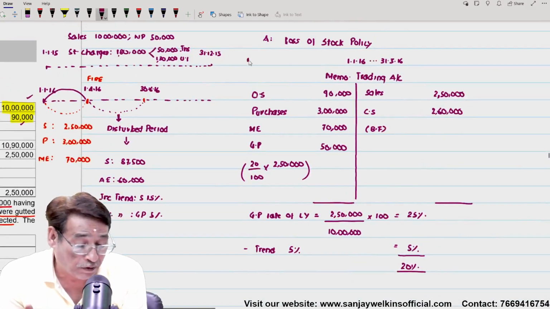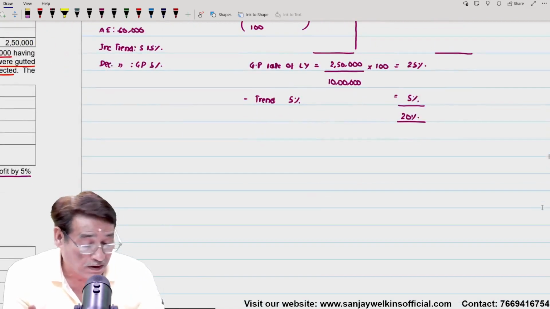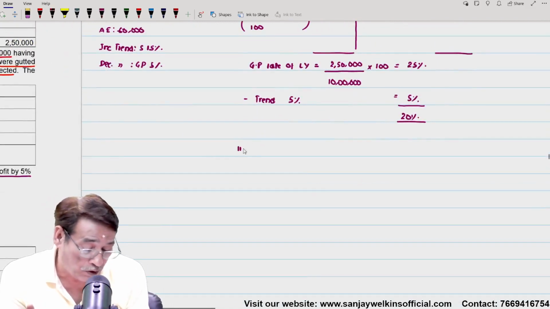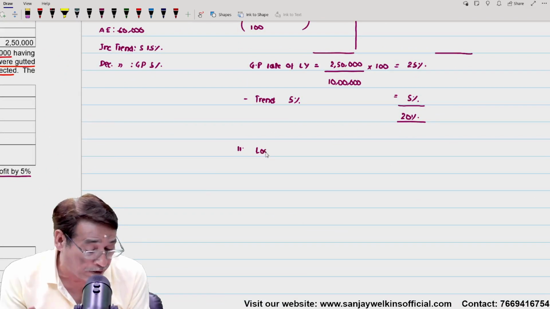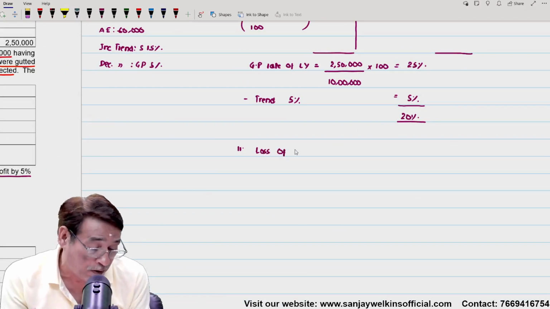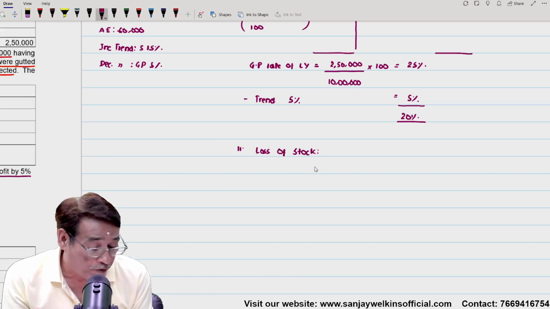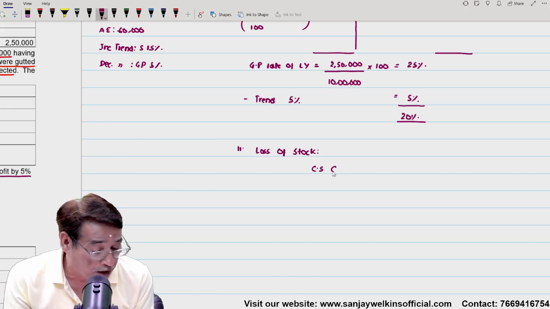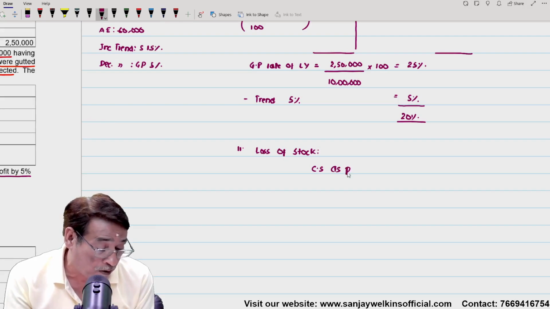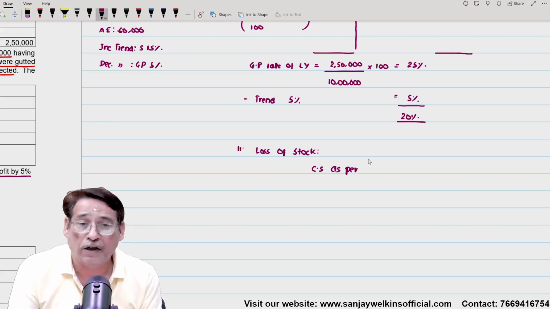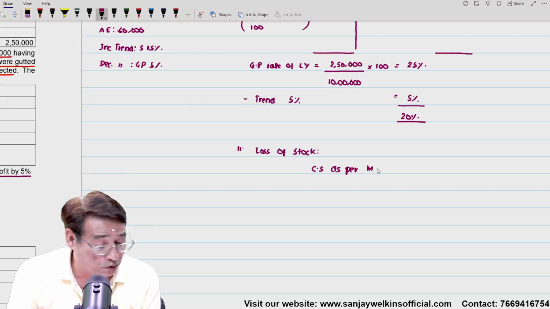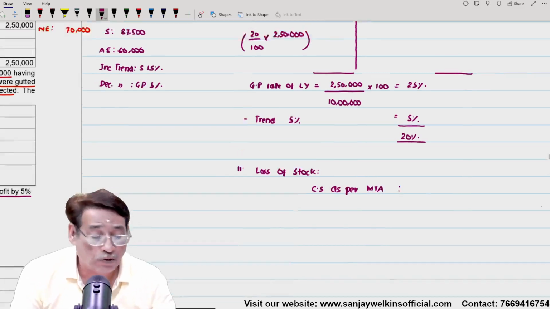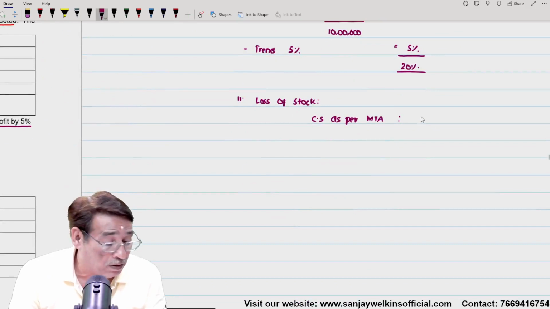This is step number 1 under loss of stock policy. This is step number 2, loss. Now the next step is to compute loss of stock. In order to compute the loss of stock, what do we do? We write the closing stock as per memorandum trading account. If I am going to write here, what amount should I write? 2,60,000.